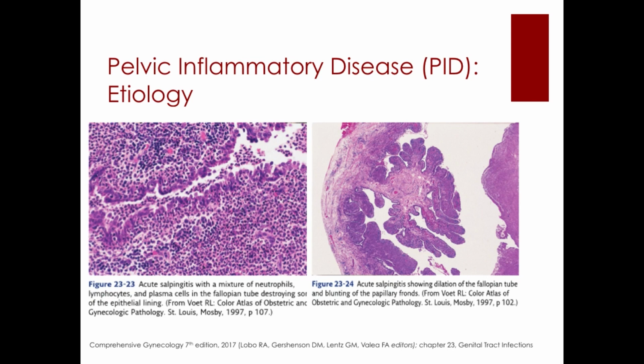So this is how pelvic inflammatory disease looks like under the microscope. The picture on the left is an acute salpingitis with a mixture of neutrophils, lymphocytes, and plasma cells in the fallopian tube, destroying some of the epithelial lining. The picture on the right is also an acute salpingitis showing dilatation of the fallopian tube and blunting of the papillary fronds.